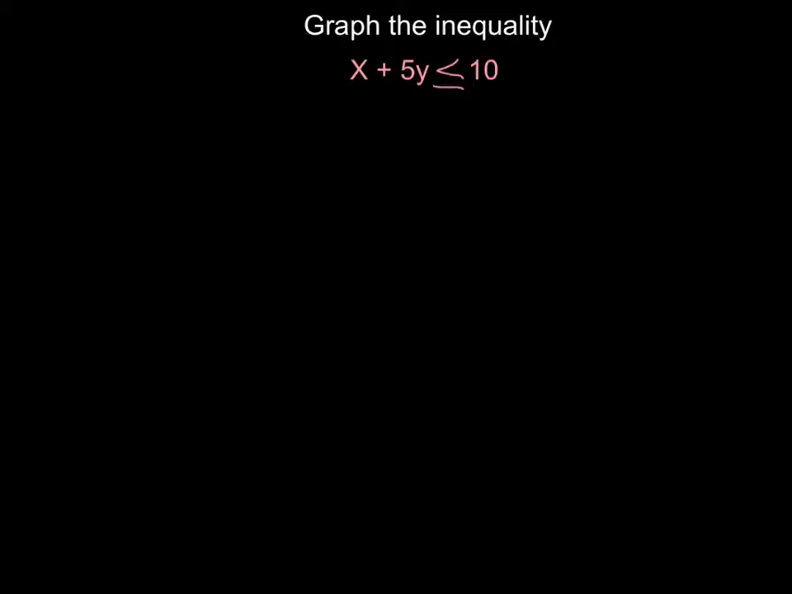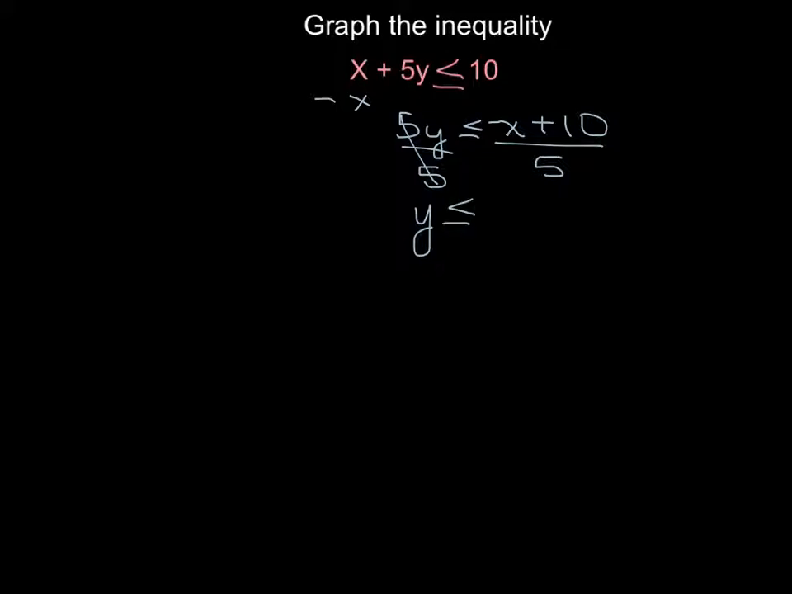So we first want to, again, solve in terms of y. So we subtract x from both sides. We get 5y is less than or equal to negative x plus 10. And then you divide both sides by 5, but because you're dividing by a positive, the inequality is just going to stay the same. So you're going to have y is less than or equal to negative 1/5 x plus 2.